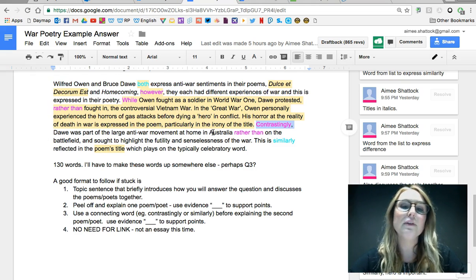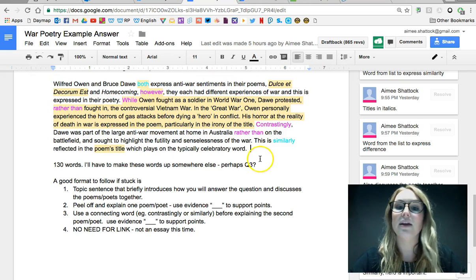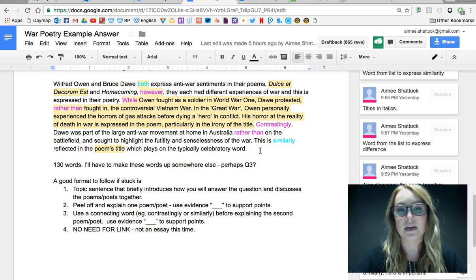Now, every single poem is completely different, and depending on which one you compare, your answers, your examples, how you weave them together, what experiences you talk about are going to be completely different. So please don't feel like you have to mold this example in some way for your own. All I'm doing here is providing you with an example of how it could be done. Particularly those who have used Dulce et Decorum Est and Homecoming, please make sure that you don't copy this and that you're merely looking at it for help and ideas in terms of how to get your ideas onto paper.